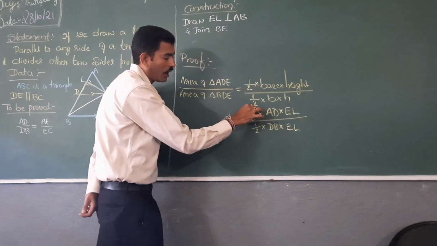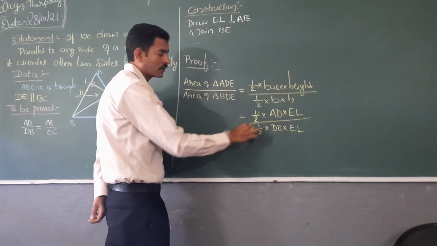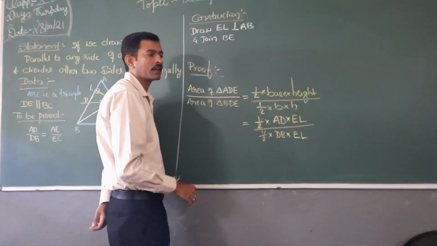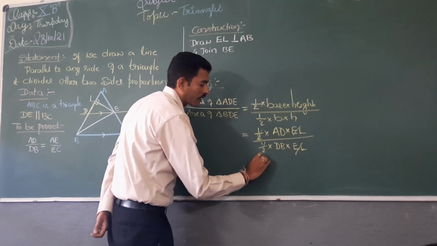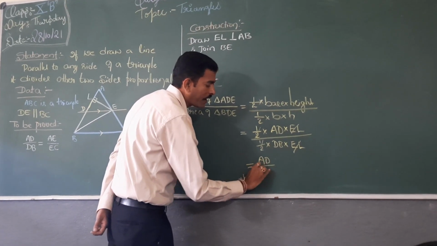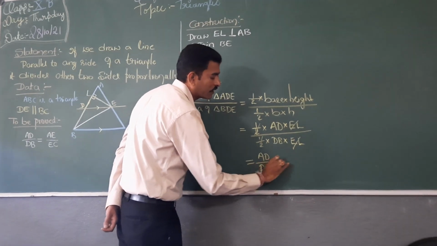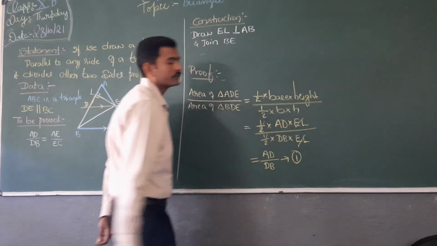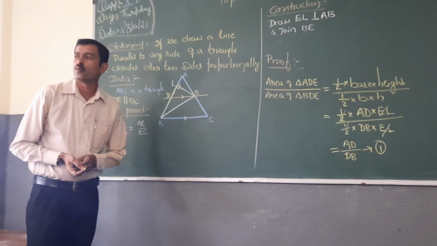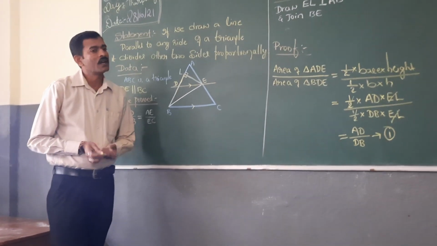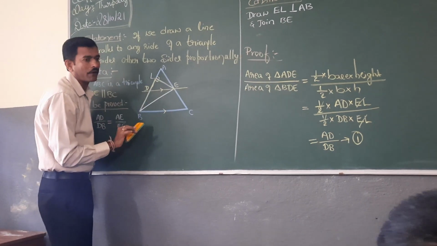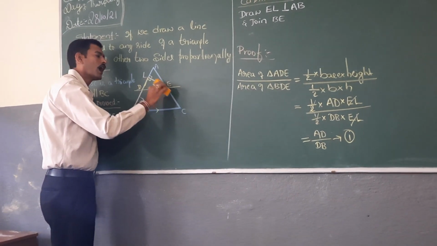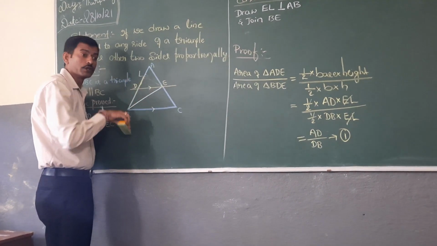Sir, now you cancel the similar things. 1 by 2 in numerator and denominator. EL in numerator and denominator cancel. Sir, here we get AD by DB. This is one part. You call it equation one. Any doubt, children? No, sir. Sir, meanwhile, what do you do? Same thing that we have done, you do it on the other side. Okay, let us do it later.